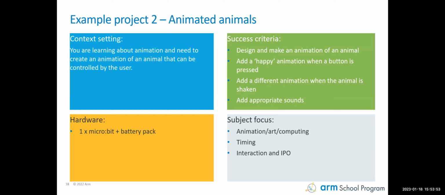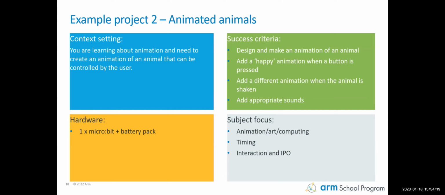So to add some more complexity to the challenge, we want them to add a happy animation when a button is pressed. So quite simple: you press the button, it makes the animal happy. How do they represent happiness through the animation? So they have to think about that. And there are lots of ways to do that. It might just be the animal jumps around. It might be that it has a smiley face. There's lots of ways to do this, and that's really open-ended and lets the students express themselves through that.